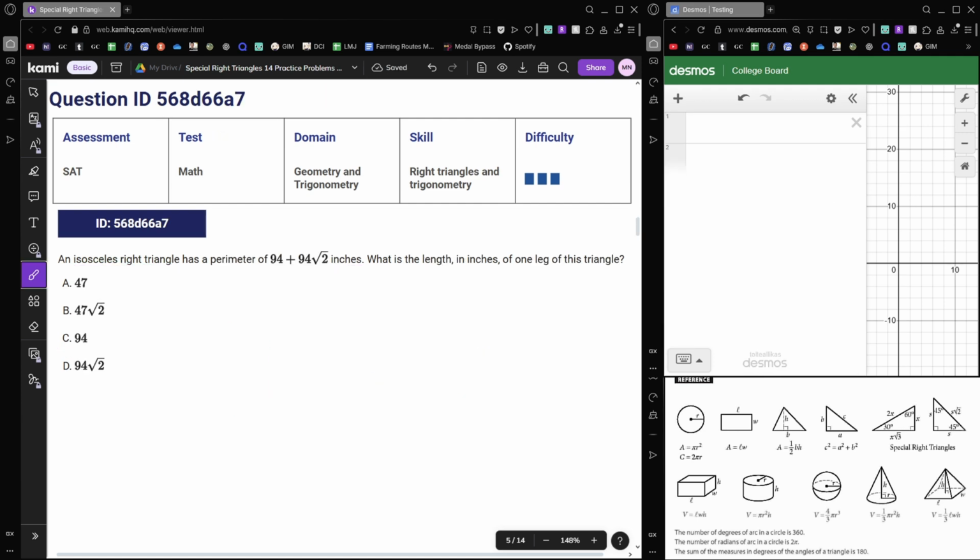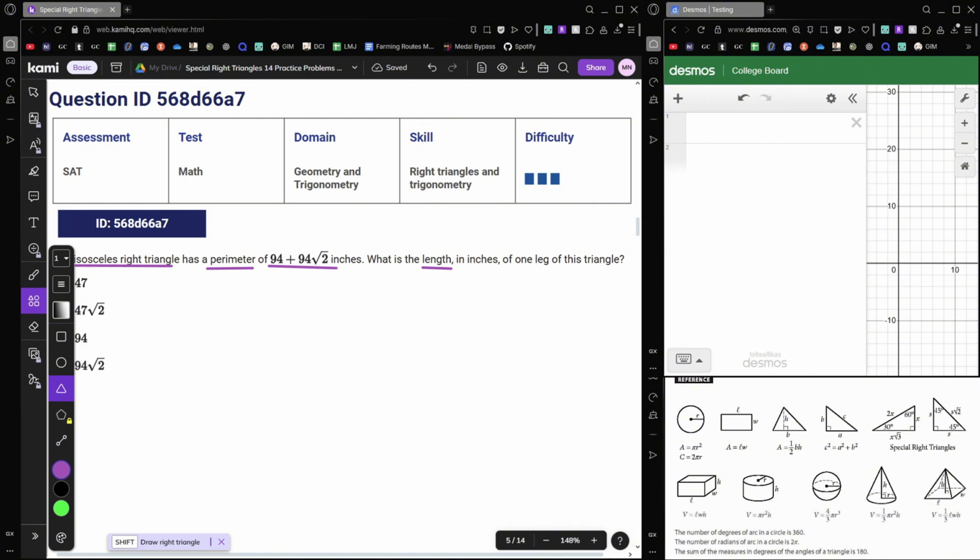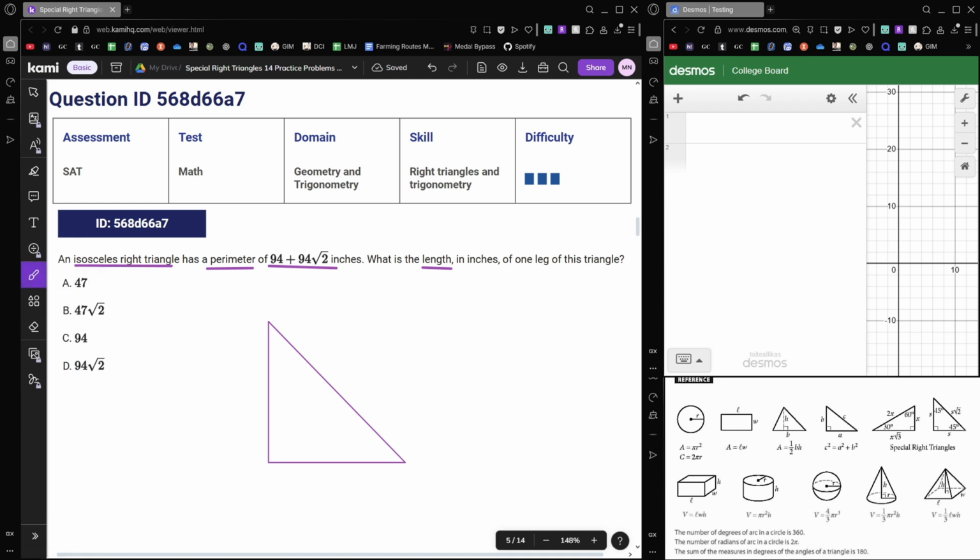Question number 5. An isosceles right triangle has a perimeter of 94 plus 94 square root 2 inches. What is the length in inches of one leg of this triangle? So here we have another isosceles right triangle, so let me quickly draw this. And once again, we know an isosceles triangle has two equal sides. It's a right triangle, so it has a 90-degree angle.